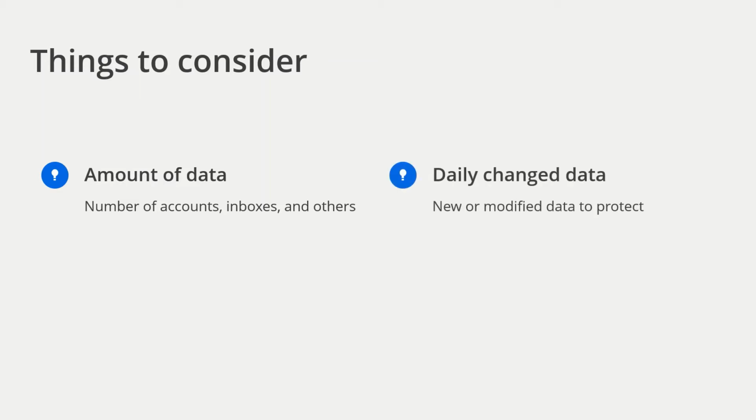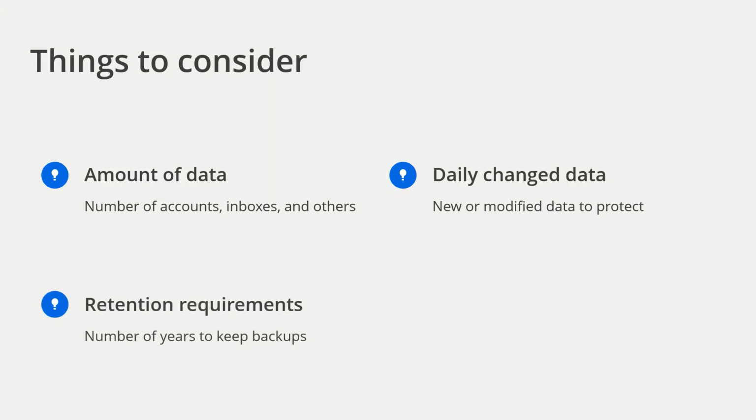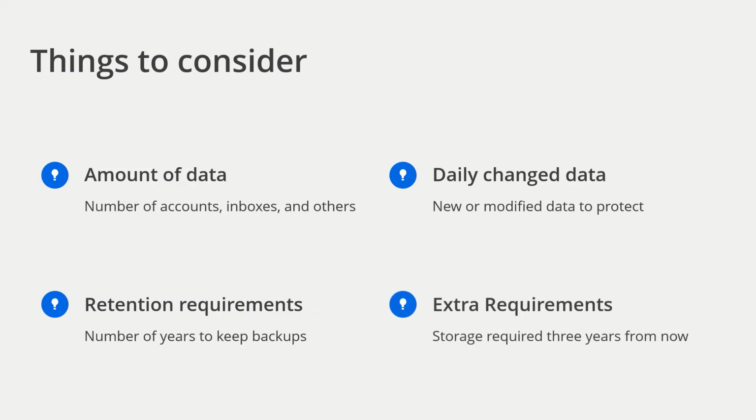Another thing to think about is the amount of data that gets changed daily, so how much data actually gets modified. This can have quite a big effect, as it means that every subsequent backup after the first one becomes bigger should your daily change data rate be higher. And then we've also got to think about the retention requirements, so how long we need to keep our backups for. And lastly, we'll have a look at any extra requirements that we need from our system. For example, how much extra storage you're going to need in 3 years' time if you're going through expansion, and other such requirements as well.